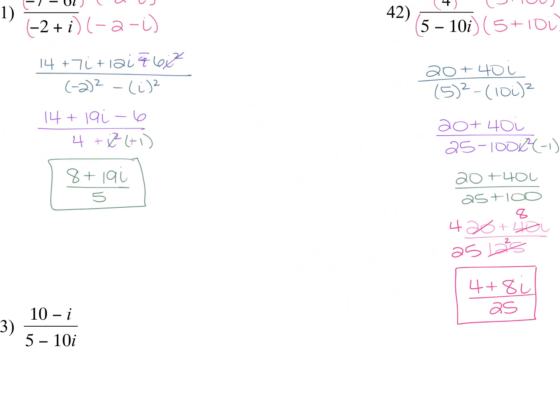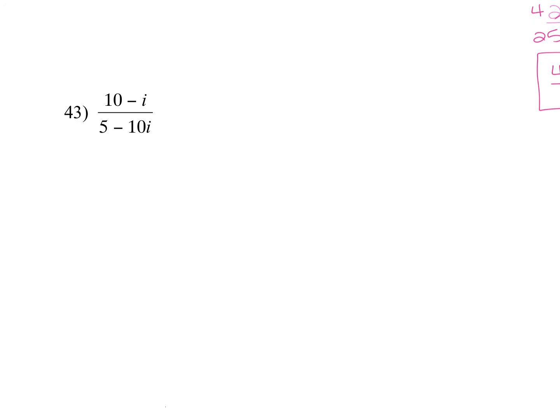For our last one, we have 10 minus i over 5 minus 10i. So for this, we're going to put parentheses around the numerator and the denominator. Multiply the top and the bottom by 5 plus 10i. So this is going to give us 10 times 5, which is 50. 10 times 10i is 100i. Negative i times 5 is negative 5i. Negative i times 10i is negative 10i squared.